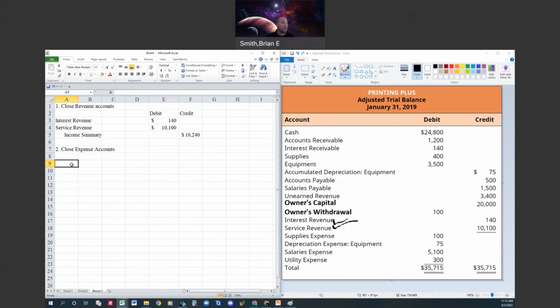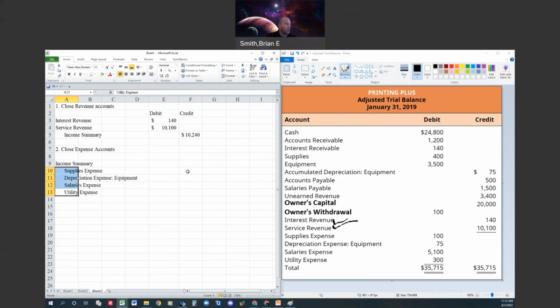So what we need to do is we're going to debit our income summary for some amount. We don't know what it is yet. So we're going to start listing off our expenses: supplies expense, depreciation expense, equipment, salaries expense, and utility expense. Okay. And let's go ahead and indent those.